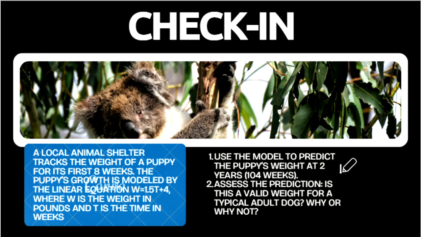So we have W. Oh, I need a different color. Thank you. W is equal to 1.5 times 104, because that's how many weeks we're looking at, plus 4. Let's grab our calculator. We've got 104 times 1.5 gives us 156, plus 4 gives us 160. So that means that at 2 years the dog would be 160 pounds.